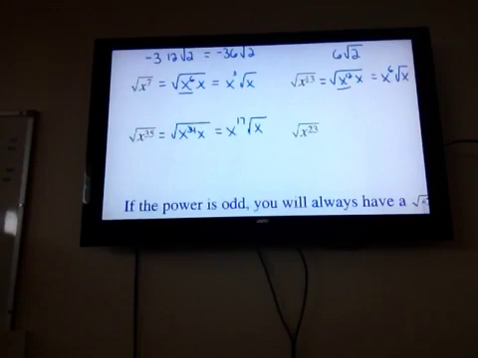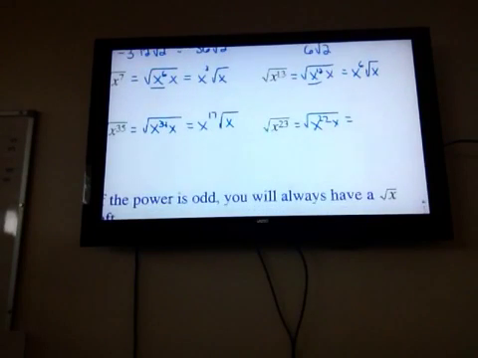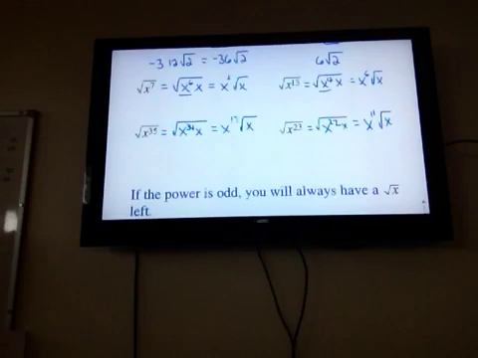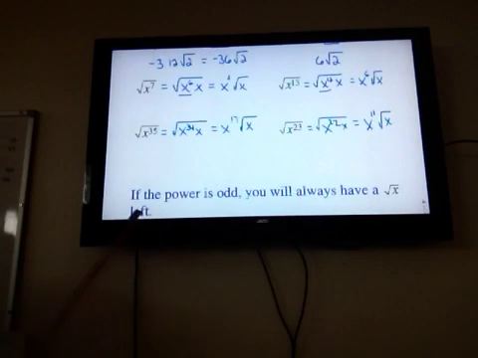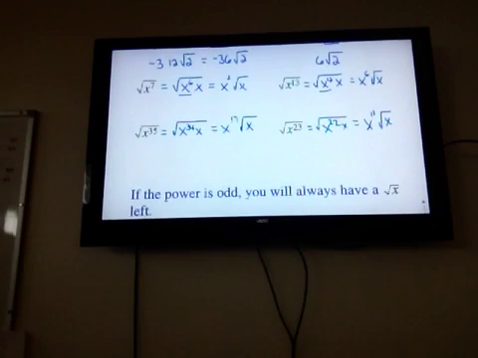X to the 23rd is going to break to x to the 22nd x. 22 divided by 2 is 11, with my x left over. So as I have typed here, if the power is odd, you will always have a square root of x left. Always.